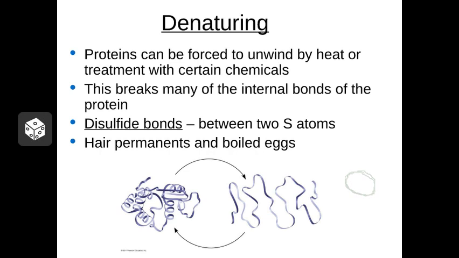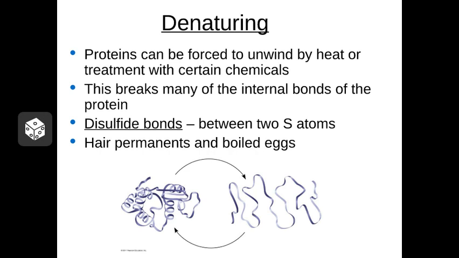Another place you might find denaturing is with hair permanents. If you've ever permed your hair and noticed that it smells like sulfur, well, that's because you're actually breaking down the proteins in your hair and reforming them into a different shape. And so sulfur is being released from your hair as a product of that.